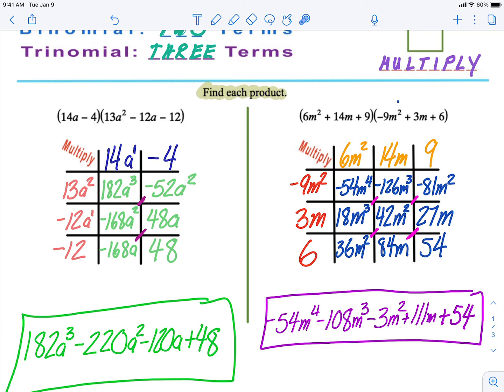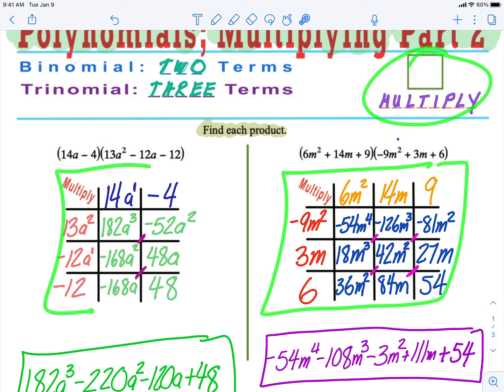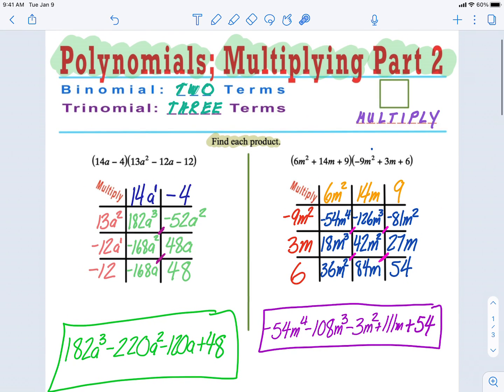All right? And that's how you do it, right? You use your box multiply. You're going to box multiply with this cool box that keeps everything in order, right? And we make connections here with like terms. Just like that. Okay? So, I hope everything's good.